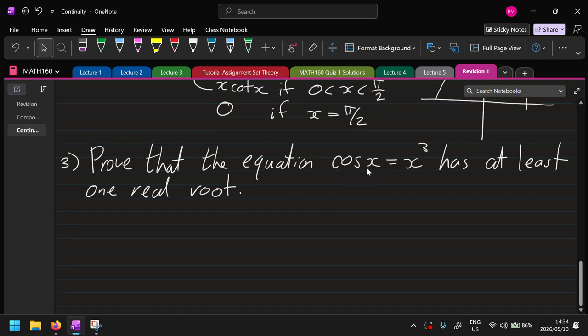Okay, now cos x, is that continuous? Yeah, of course it's continuous. There's no issues there. x cubed, is that continuous? Yeah, they're both continuous. So what if I did this? If I have two continuous functions and I take their difference, is that continuous? Yeah, we proved it. The sum of two continuous functions is continuous. The difference is continuous. The product is continuous. We showed that earlier.